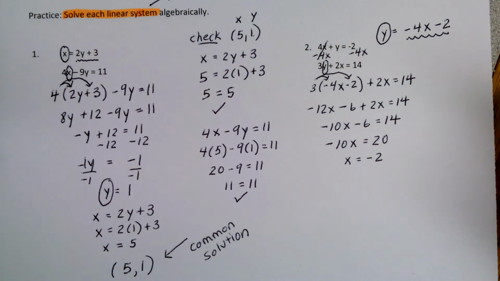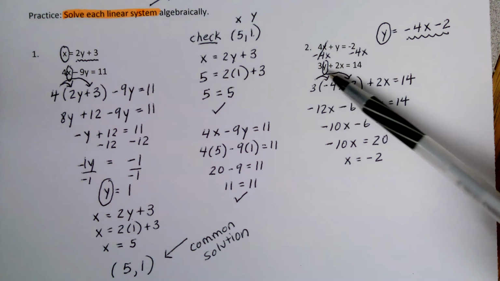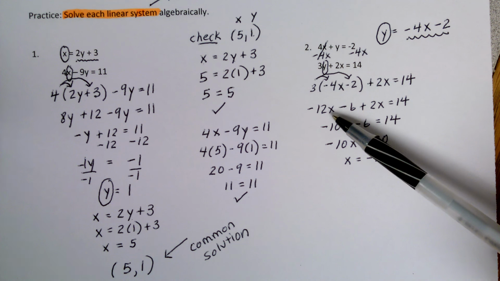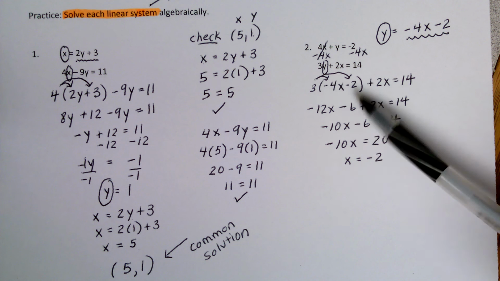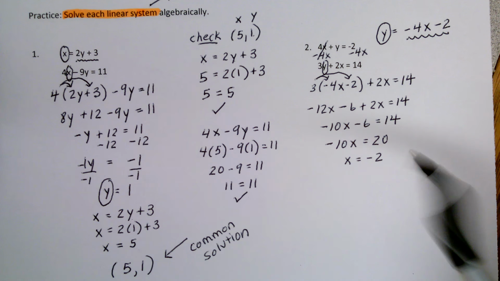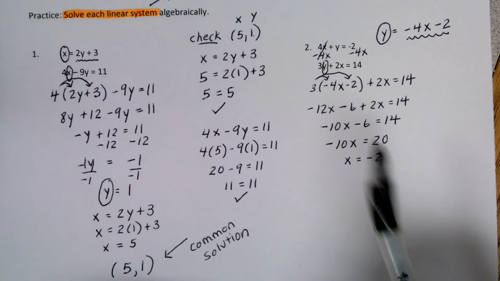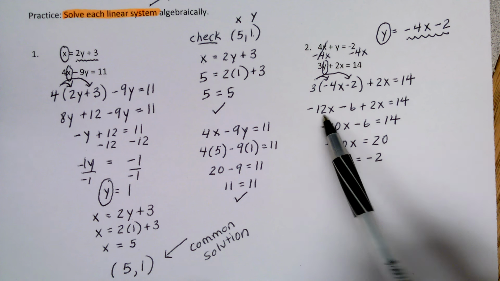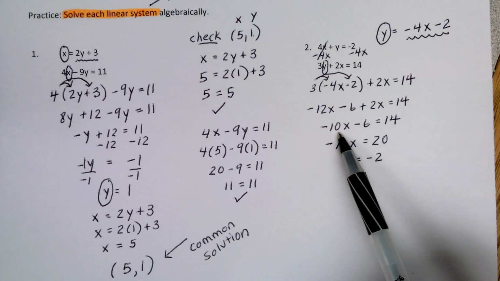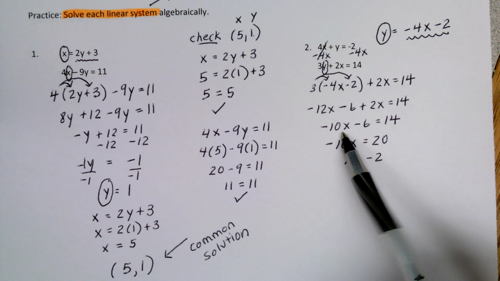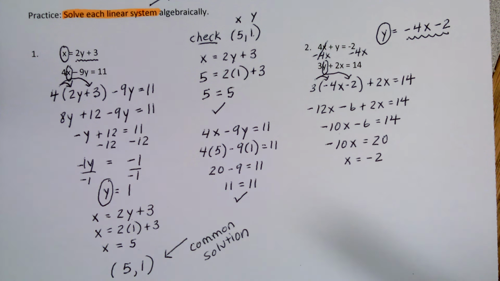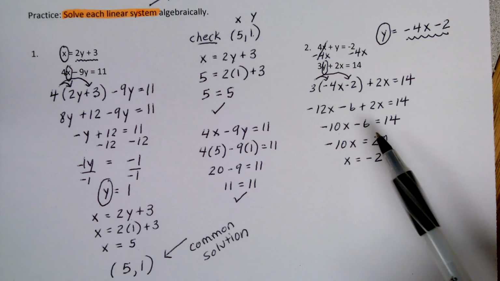Okay, how'd you do? First, we distribute the 3 outside. 3 times negative 4x is a negative 12x. 3 times negative 2 is negative 6. And we copy the rest. Then we combine like terms. Negative 12x and a positive 2x is a negative 10x. Negative 10x minus 6 is 14. And now use your skills in solving equations to get x by itself.